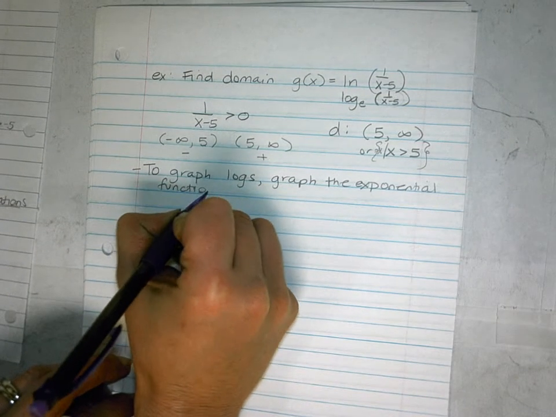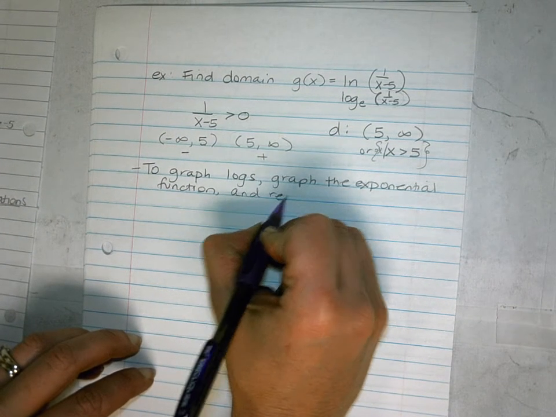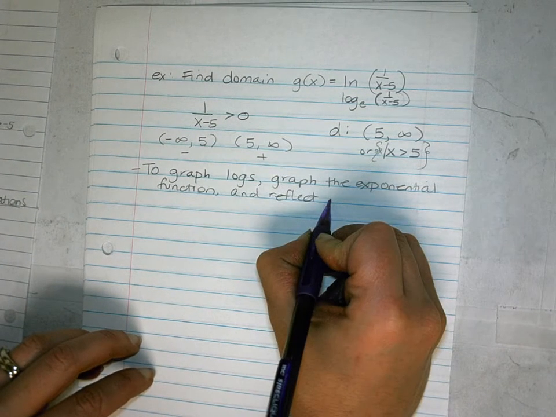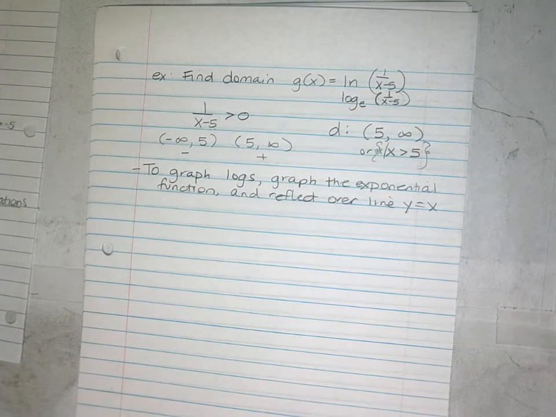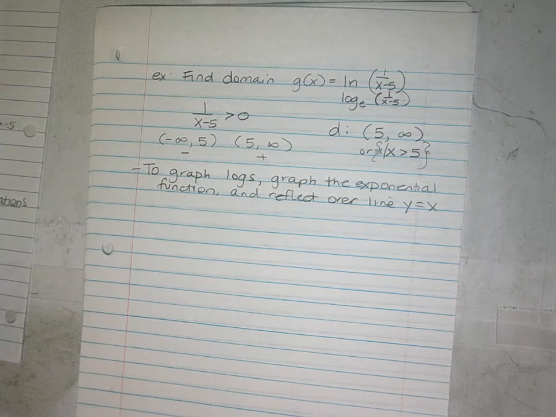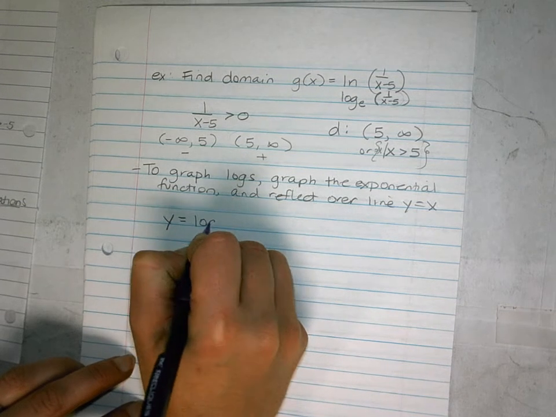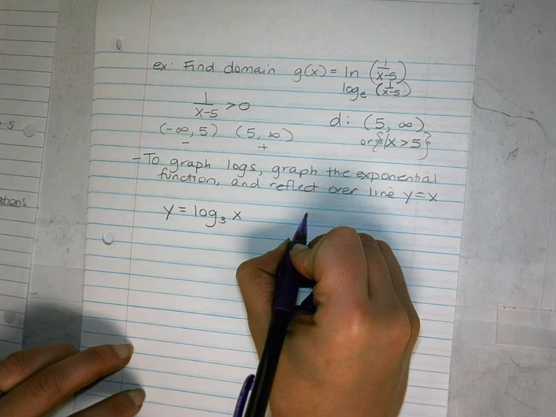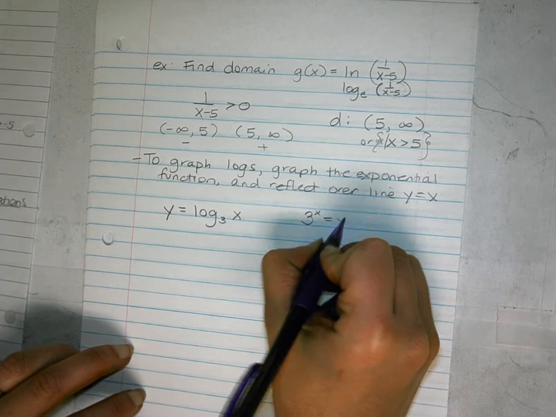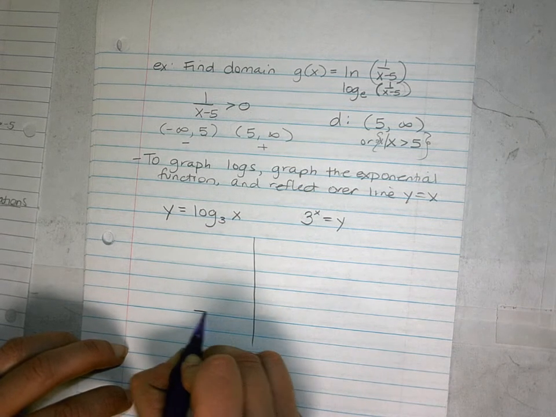Graph its inverse, which you know how to graph exponential functions, and reflect over the line y equals x, right? We know that all inverses, their graphs are symmetric across the line y equals x. So reflect it over the line y equals x. So an example would be if you were asked to graph log base 3 of x, go ahead and graph 3 to the x power equals y. Graph its inverse.